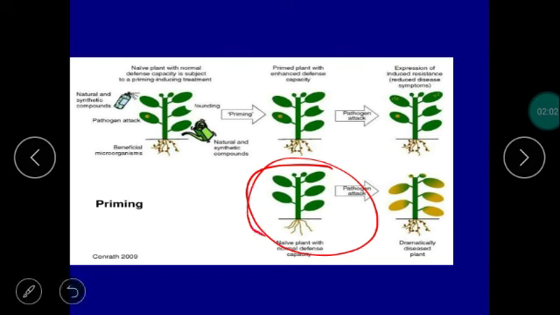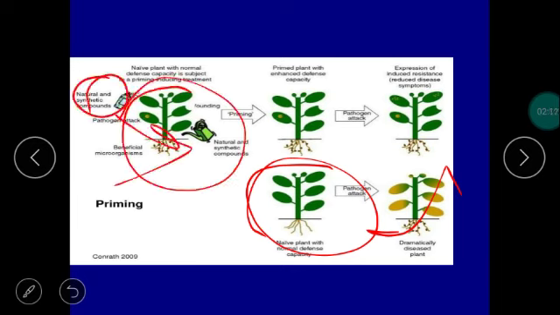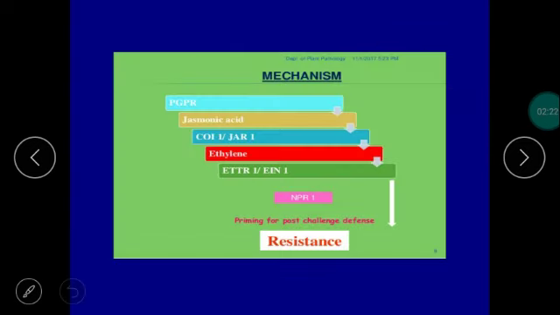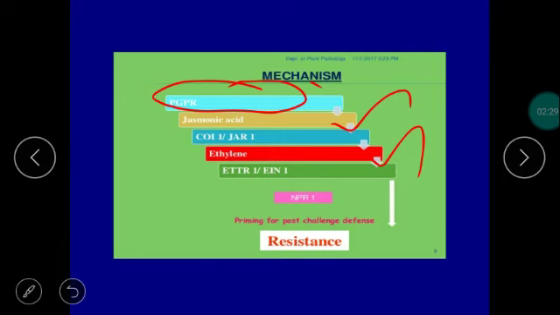This is an untreated plant, which shows drastic damage. This is a plant treated with natural and synthetic compounds. It enhances the defensive capacity of the plant, so it shows reduced disease symptoms. This is the mechanism in which plant growth promoting rhizobacteria involve jasmonic acid and ethylene compound secretion. The NPR1 gene is involved in the resistance and defense mechanism.